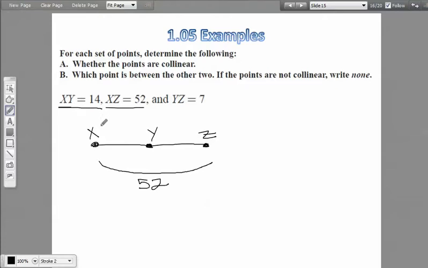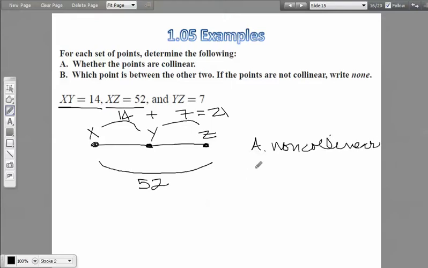This right here tells me X to Y is 14. And Y to Z is 7. Okay, 14 plus 7 equals, I believe, 21, which does not equal 52. Okay, so non-collinear, and since they're non-collinear, that means B is going to be none. There you go.